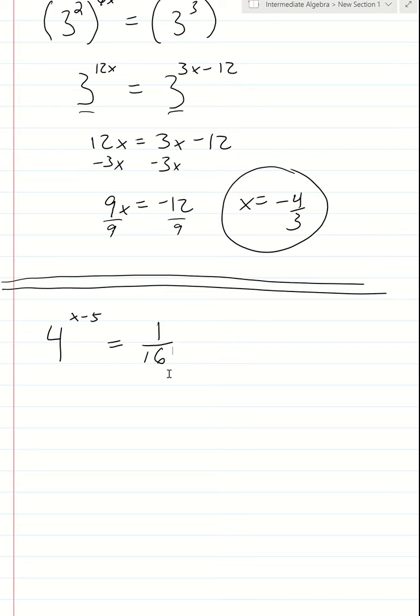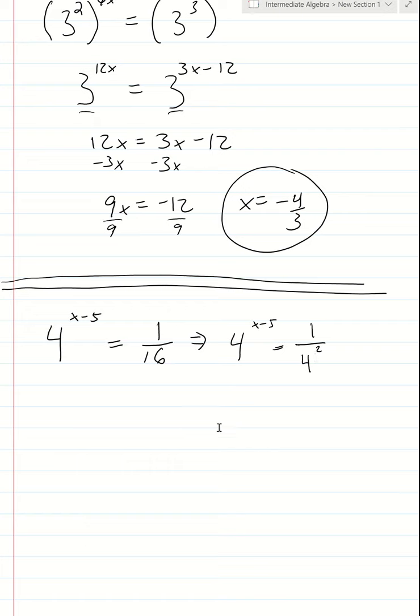Well, once again, we want to work with the same base. Let's work with the smaller base. So I'm going to leave the left side alone. I'm going to keep it as 4 raised to the x minus 5 power. But this 1/16, I'm going to leave the 1. However, 16 is the same thing as 4 squared. So 1/16 is the same thing as 1 over 4 squared, because 4 squared is 16.